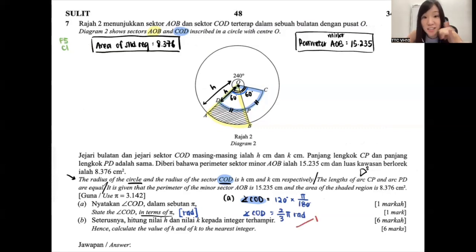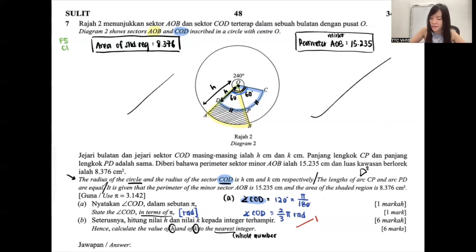Okay. B, they say 6 marks. Hence, calculate the value of h and k to the nearest integer. So nearest integer means what? Whole number. Even though you get a decimal, you try to convert to the nearest one. So round up, round down, okay? So find h and k. How many unknowns do you have to find? 2. How much information must you have? 2. Here 1, here 1. Exactly got 2. Perfect.